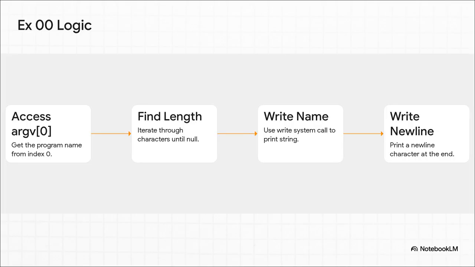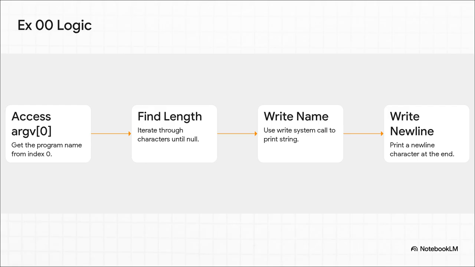Let's break it down into steps. Step 1, grab the program name, which you know is safely stored at argv[0]. Step 2, because we're stuck using the write function, which needs an exact byte count, we have to iterate through that string at argv[0], character by character, until we hit the null terminator. That's how we find its length.